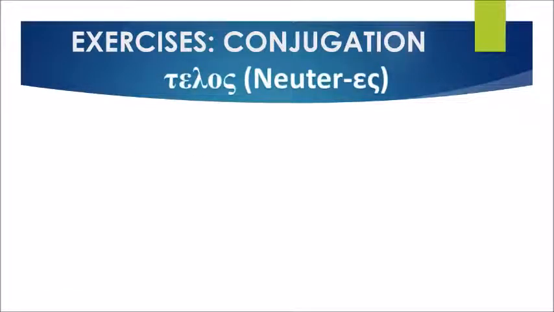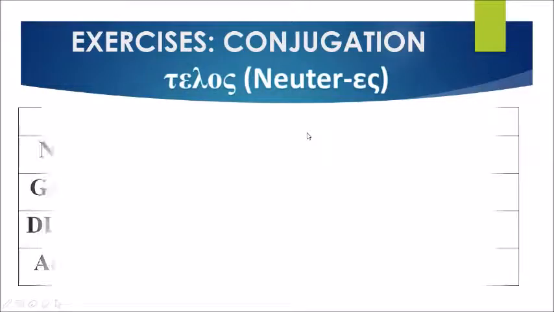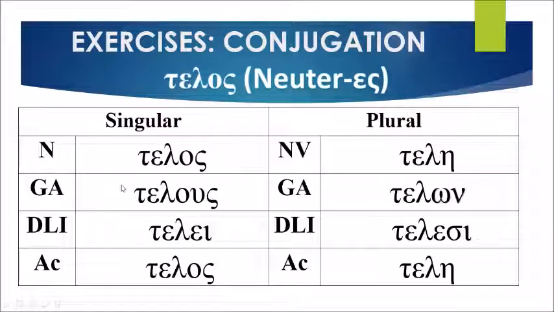So let's take a look at the word telos. That is in the ending epsilon sigma. Okay, so as you can see here, it's different, but it's in original form. It is epsilon teles. Okay, so nominative vocative telos. The GA you lengthen by adding the epsilon telos. DLI belay. Accusative the same with the nominative telos. The plural belay. GA telone. DLI telesi. And accusative delay.